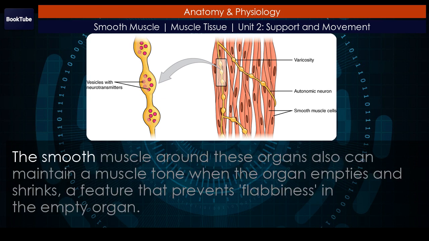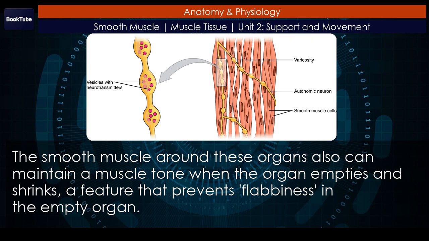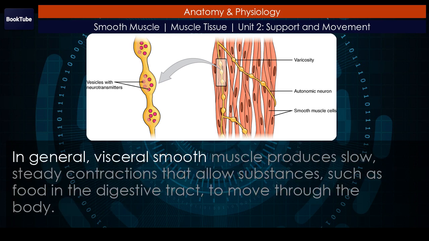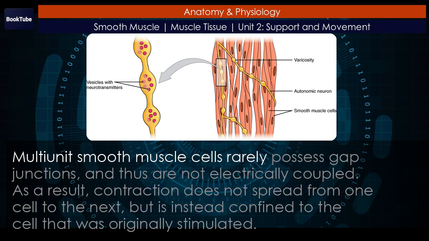The smooth muscle around these organs also can maintain a muscle tone when the organ empties and shrinks, a feature that prevents flabbiness in the empty organ. In general, visceral smooth muscle produces slow, steady contractions that allow substances, such as food in the digestive tract, to move through the body. Multi-unit smooth muscle cells rarely possess gap junctions, and thus are not electrically coupled.